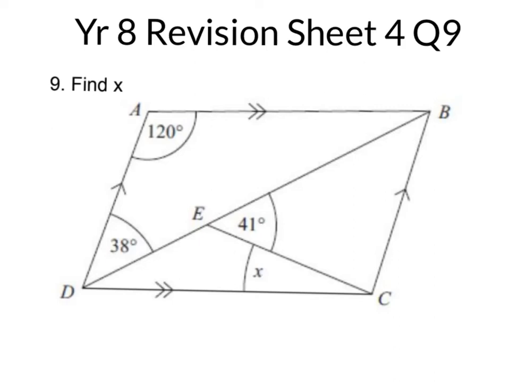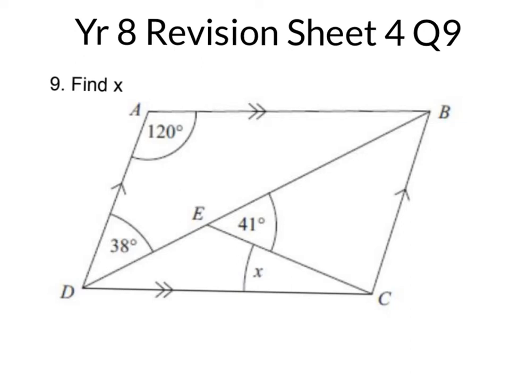In question 9 we have to find out angle X, which is running from D to C to E, this angle here. So we may have to work out some other angles before we can get to X. So what else can we work out?